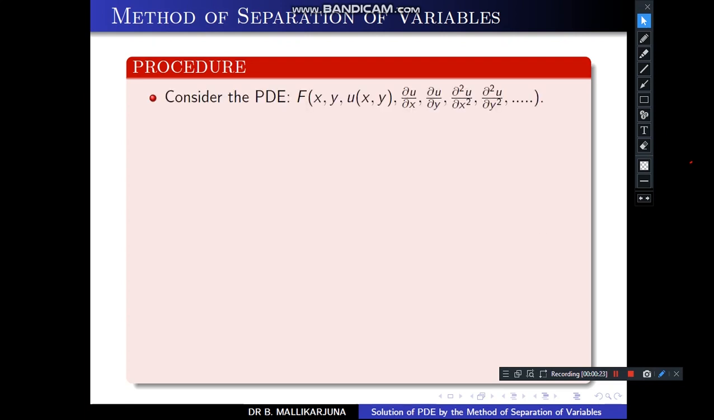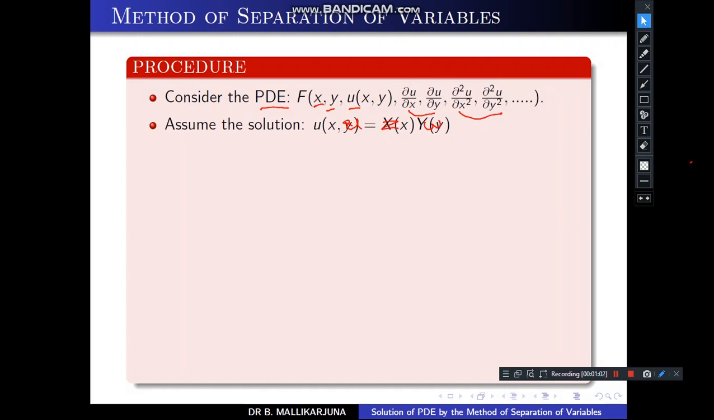First, let us consider any one of the partial differential equations which is in terms of two independent variables x and y and dependent variable u, its first order partial derivatives and second order partial derivatives and so on. The partial differential equation may involve any of the partial derivatives. Sometimes in place of u it may give z or w, but for this case the dependent variable is u. Now let us see the next step.